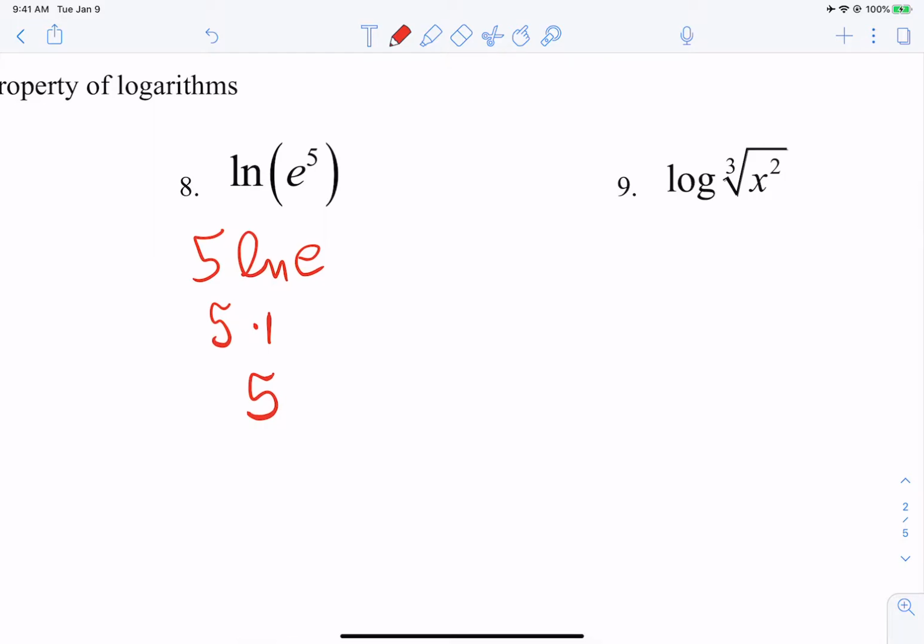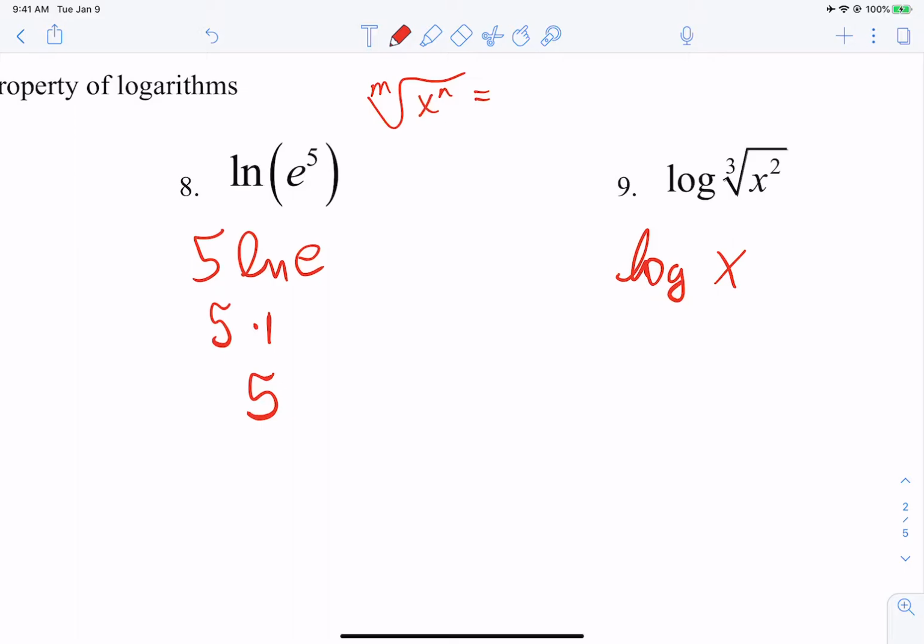Let's talk about number 9. A cube root is a 1/3 power. So the rule is this. Let me kind of write it like this. That might help you. A fractional exponent can be written as a radical, and a radical can be written as a fractional exponent.